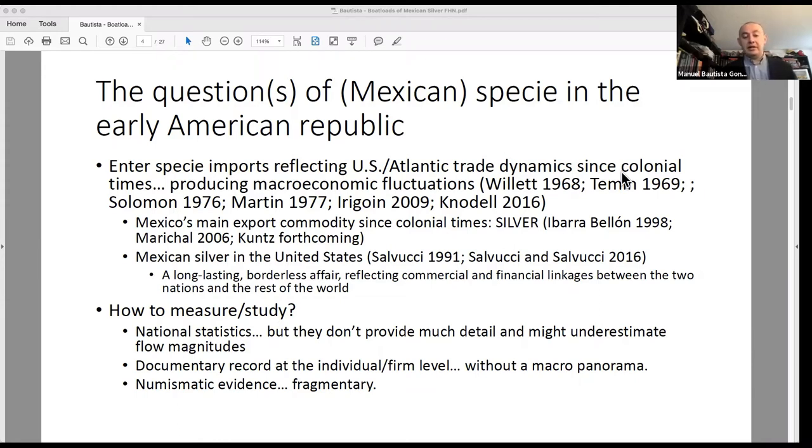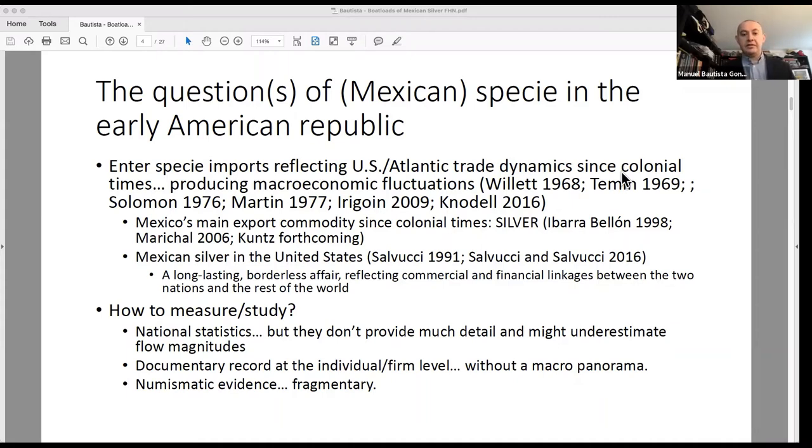And then the issue here is that we don't really know how silver got to the United States, aside from certain qualitative evidence that has been pushed forward. So we don't know who is bringing this specie. So the question then becomes one of how can we best measure or study this phenomenon? There are three possibilities that I think of.